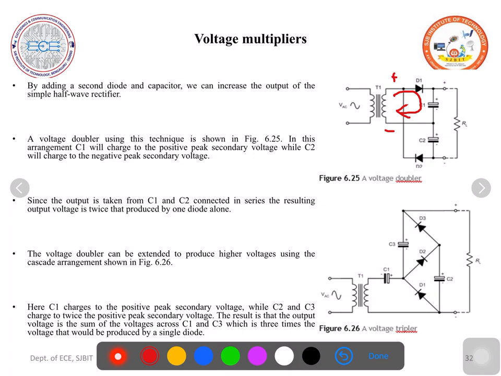And C1 will be charged to the voltage Vm, because Vm is the maximum voltage across the secondary, so to the same voltage the capacitor gets charged. You may wonder why D2 is not conducting. If you observe, the cathode of D2 is connected to the positive potential, so D2 is off, D2 is reverse biased, D2 is not conducting, so C2 will not get charged.